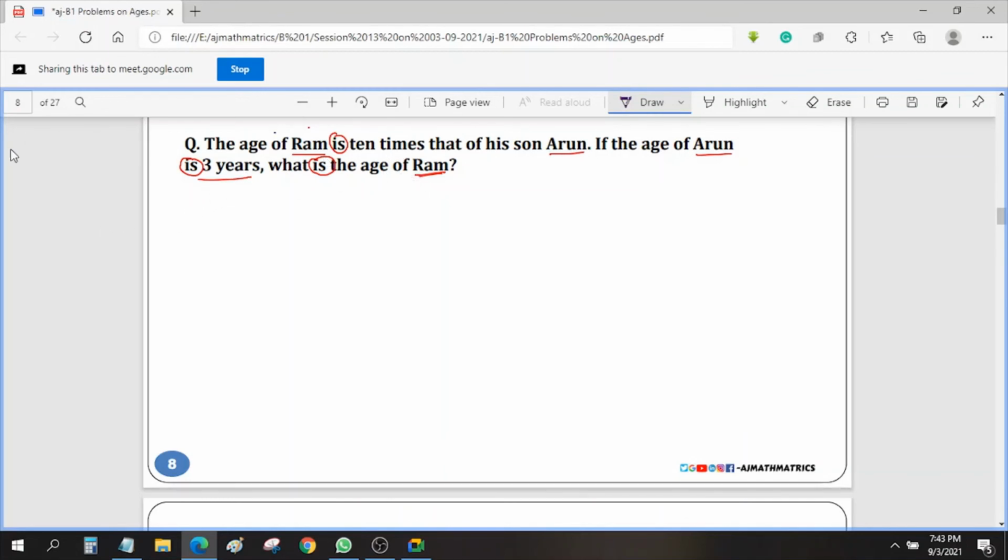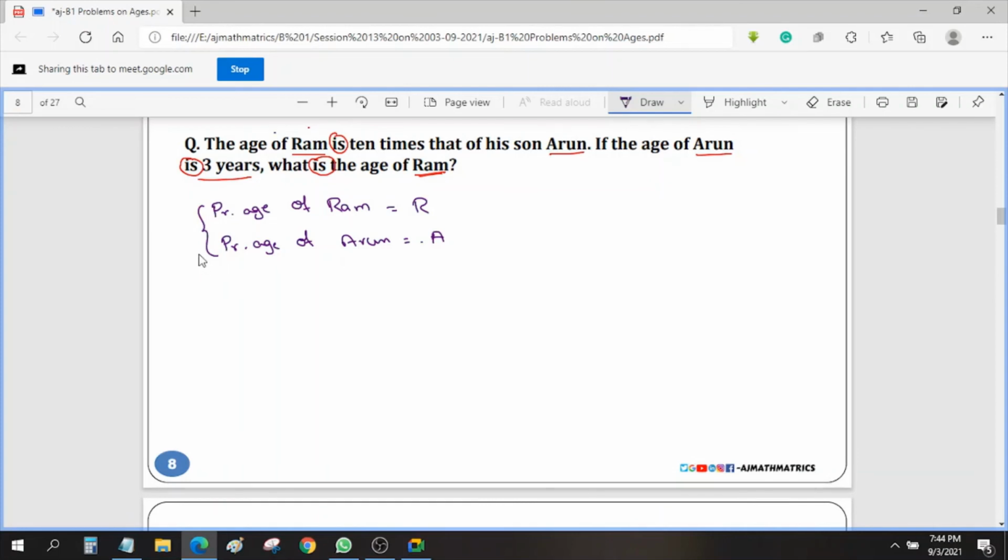Now first we read the data and we analyze. The second step is we need to assign the variable. So I am assigning the variable: present age of Ram is R. For the first 2 or 3 questions we are writing like this, but in later questions we need not write it, we can directly take it as R. Next, present age of Arun is A. So whenever you see R and A in the solution, we can easily understand that it represents Ram or Arun. Now we have assigned the variables.